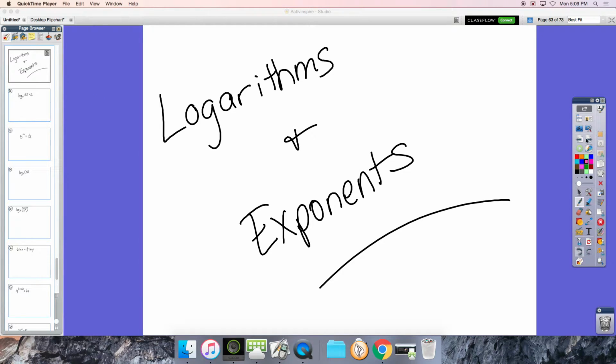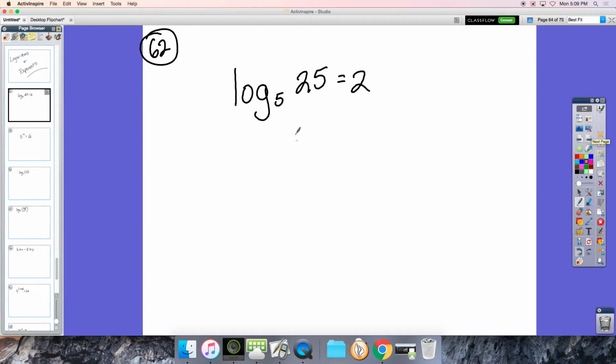Logarithms and exponents. This is your base. When you rewrite it as an exponent, you leave that as your base. So the 5 stays down below, and you just change these two. So 2 becomes your exponent, 25 becomes your answer.